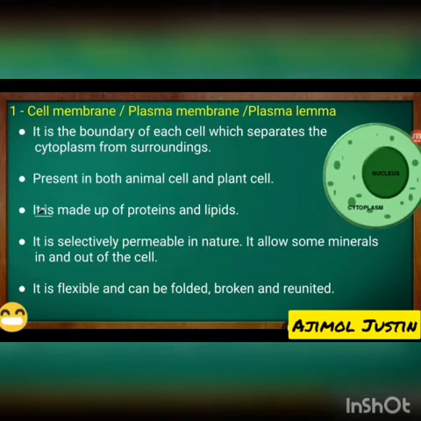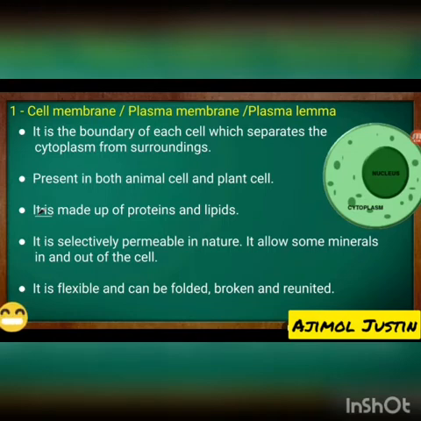Now let us see what the cell membrane or plasma membrane is. Cell membrane is also called plasma membrane or plasmalemma. It is the boundary of each cell which separates the cytoplasm from the surroundings. Next, it is present in both animal and plant cells and is made up of proteins and lipids. Now this plasma membrane has a particular nature, selectively permeable.